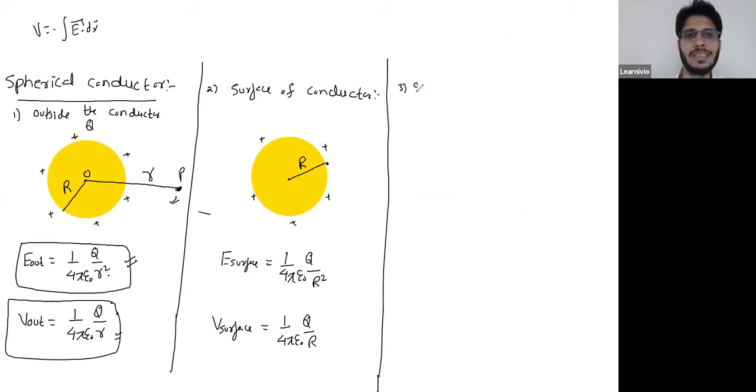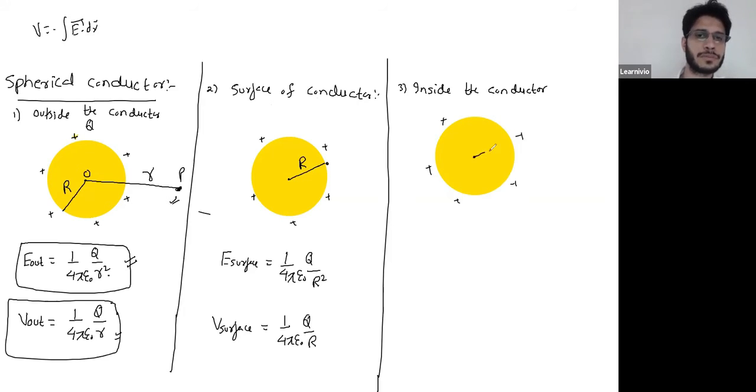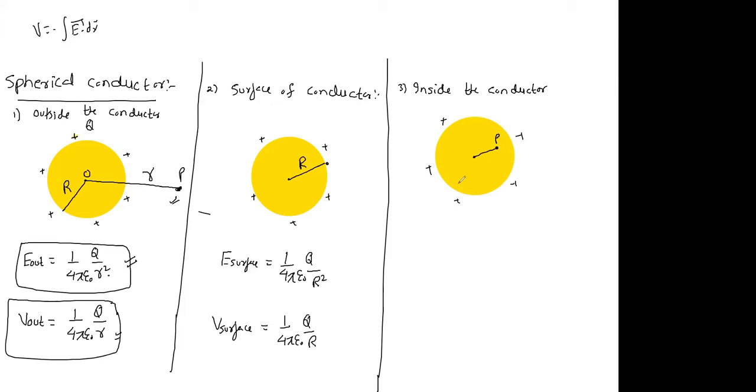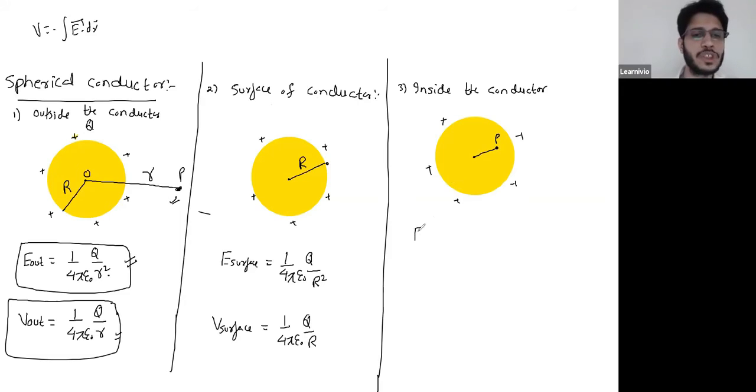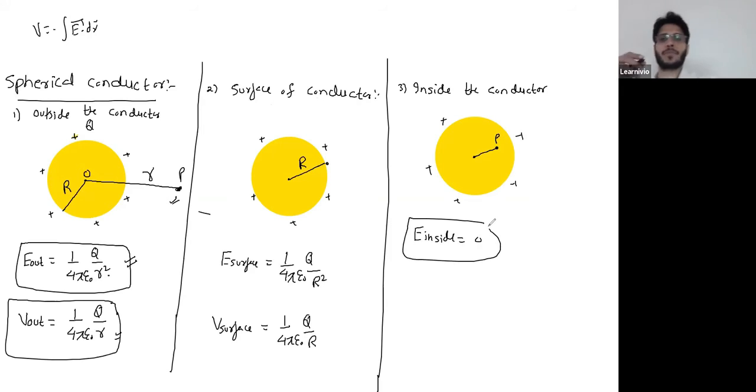Third part, inside the conductor. Can you guess the value of field inside the conductor? Is it small r minus big R? Electric field inside the conductor. Yes, electric field inside the conductor is zero. That's the second or third property. If you are taking a conductor, then electric field inside that conductor is zero. Electric field is zero, but not the potential.